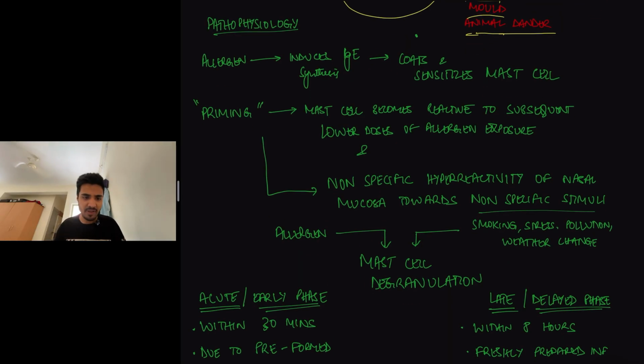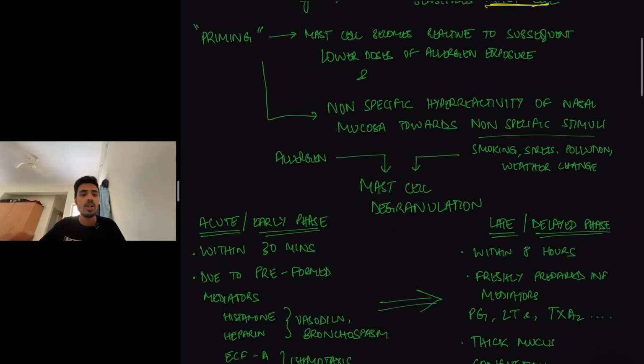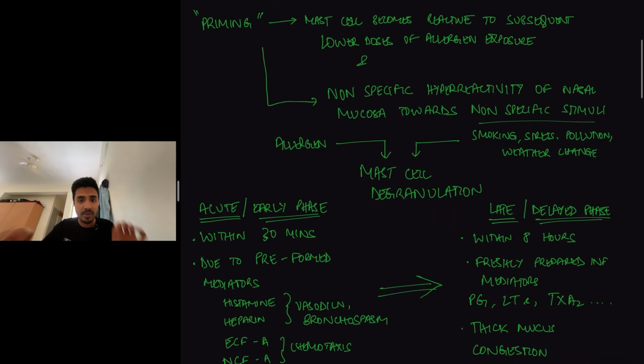Then coming to the pathology. Basically, what happens first, there is sensitization. The allergen induces IgE antibody synthesis. This IgE antibody synthesis, they go and coat the mast cell. This mast cell is said to be sensitized. Once sensitization of the mast cell takes place, two things happen. These two things constitute something known as priming. In priming, you have two things.